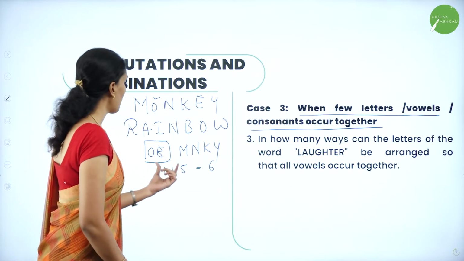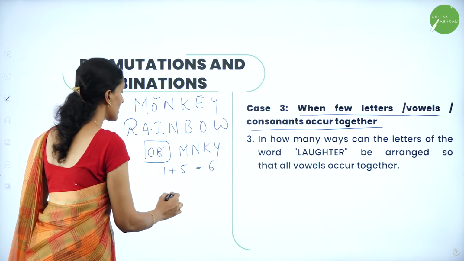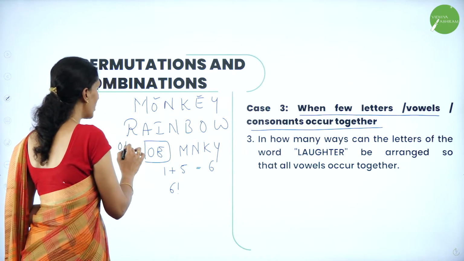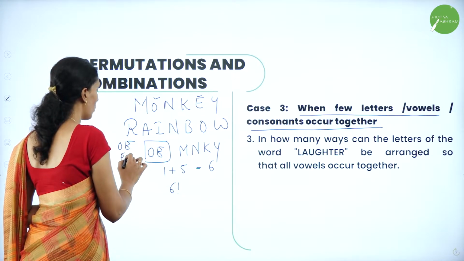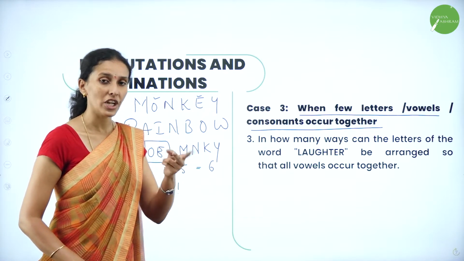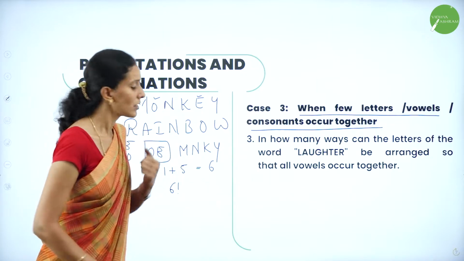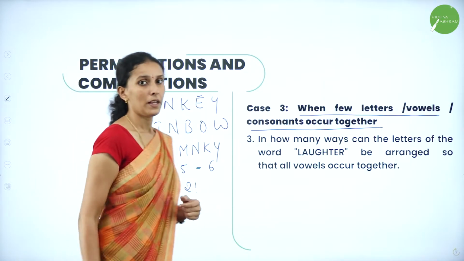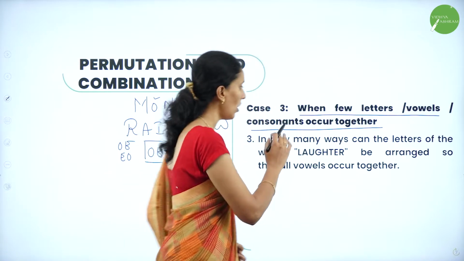Okay, so what happens here for monkey? It is 6 factorial. Also, OE can be arranged in different ways, that is OE or EO, because they are not the same letters, they are different letters. When the letters change their places, their order also changes. So therefore, it is 6 factorial into 2 factorial. The same concept we will apply for the loafer also.